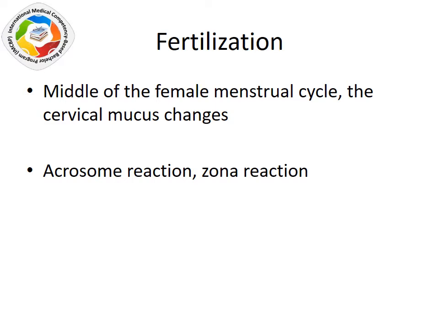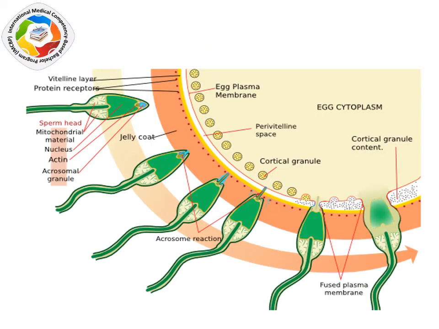As regards the female, fertilization occurs in the middle of the female menstrual cycle, with some physiological changes within the uterus and the cervical mucus. Also, fertilization occurs after an acrosomal reaction at the zona. This is an important diagram which shows the interaction between the mature sperms and the wall of the egg or ovum.